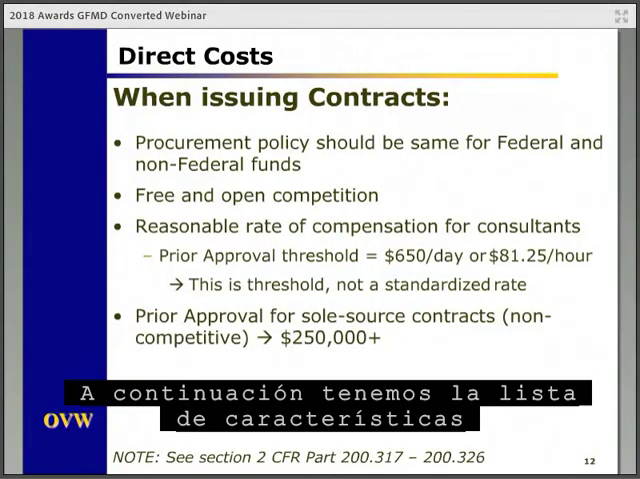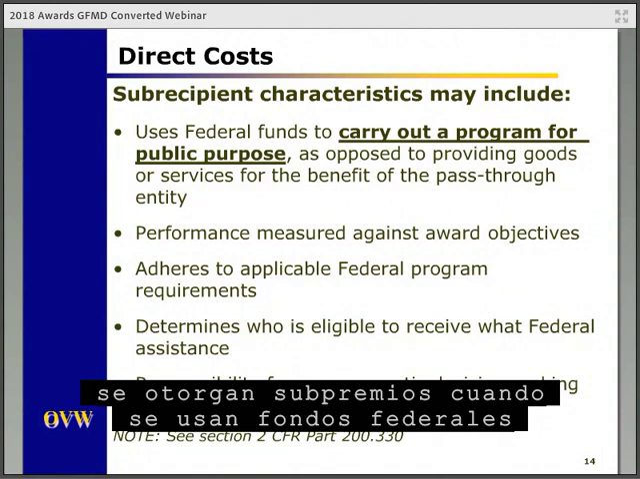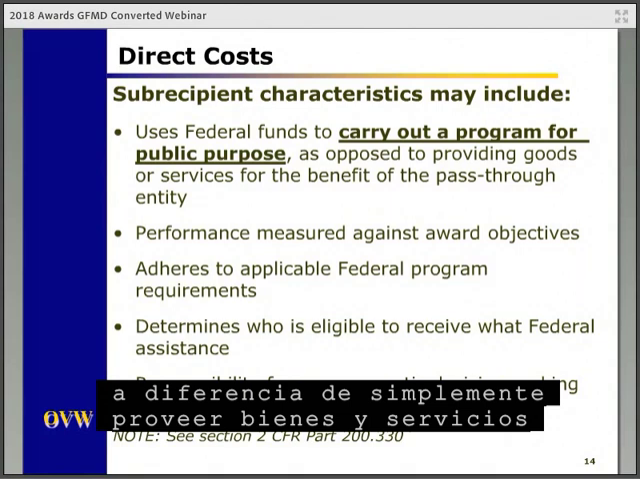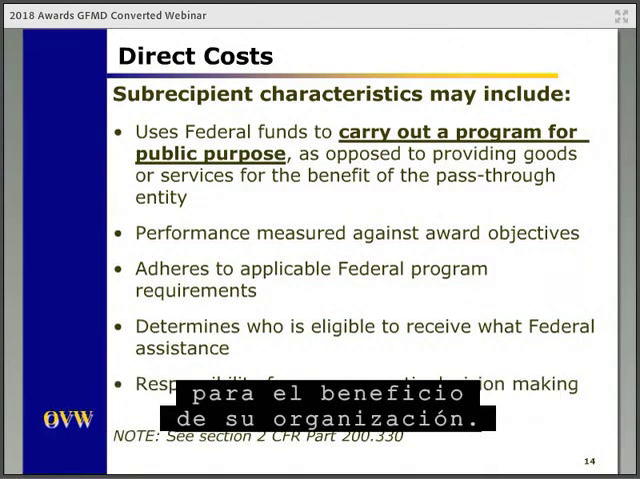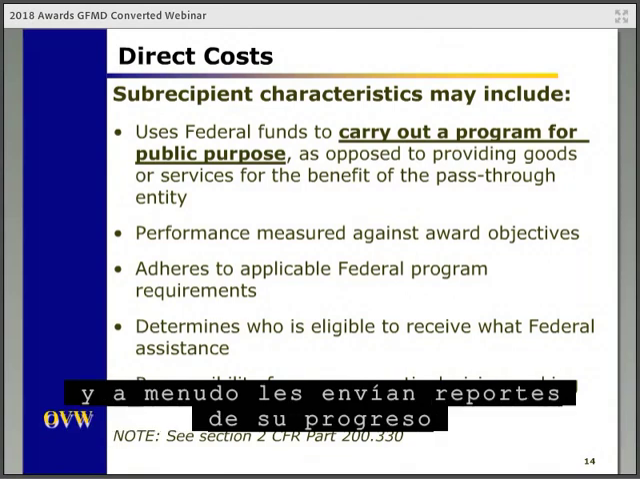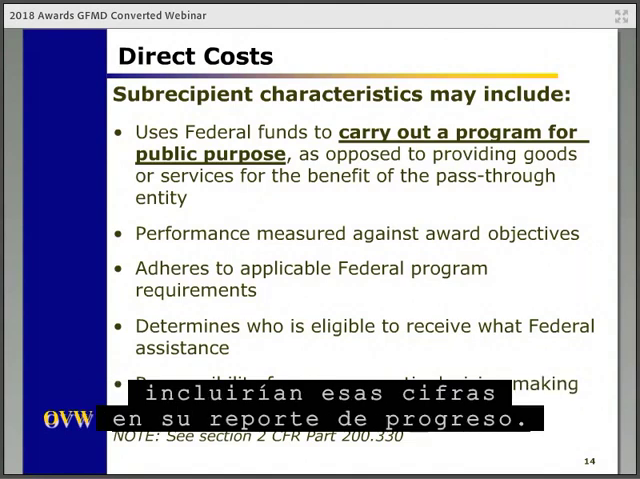Next, we have the list of characteristics for subrecipients. Generally, subawards are issued when federal funds are used to carry out a program for a public purpose, as opposed to just providing goods and services for the benefit of your organization. Their performance is measured against the program objectives, and they often report to you with their progress, so you can include their stats in your reports. Like if they also serve victims, you would include those figures in your progress report.